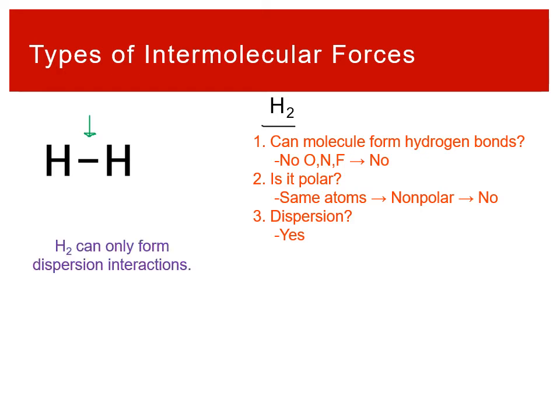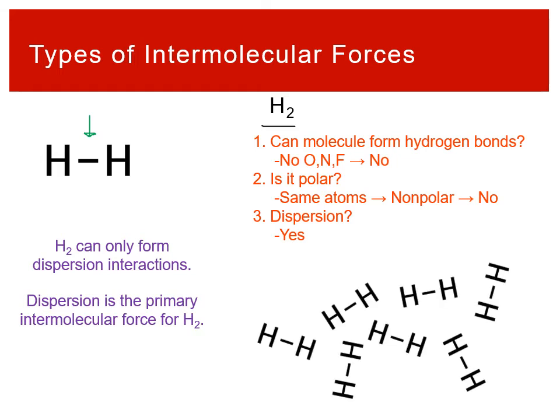H2 can only form dispersion interactions because it's nonpolar. Once we know it's nonpolar, they can only form dispersion. So that's the primary intermolecular force. It is the weakest of the intermolecular forces, but it's the strongest that hydrogen atoms can do. Thus, it determines how they interact.